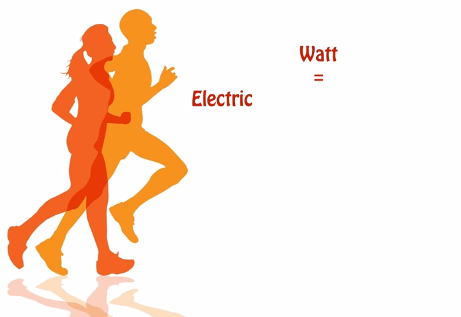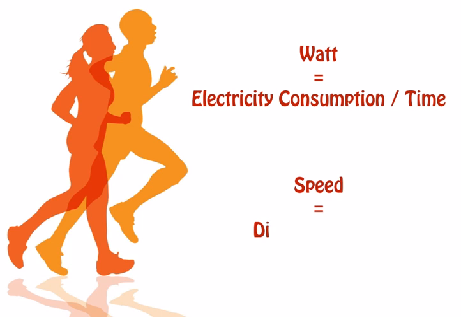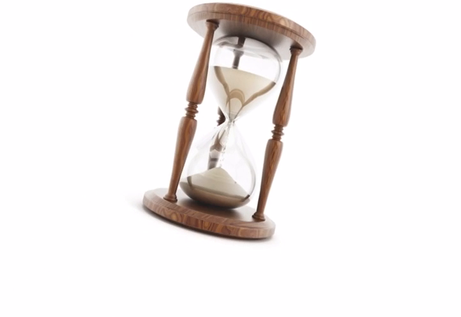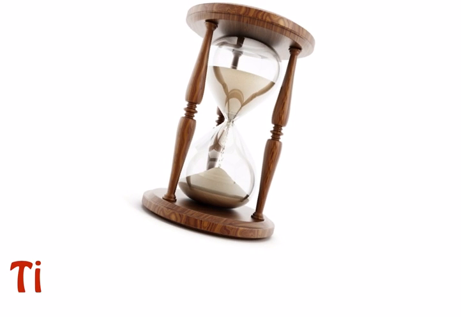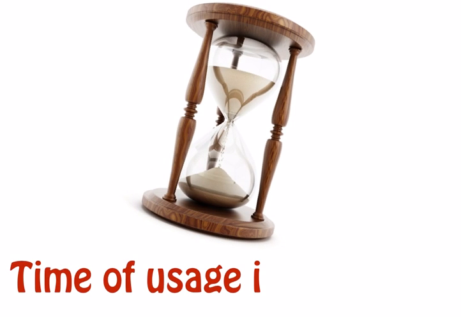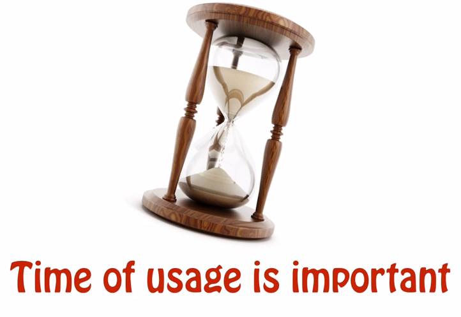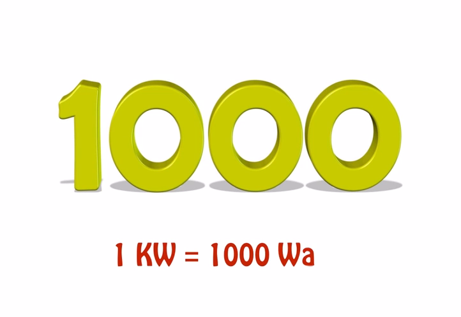Watts is the rate of electricity consumption, just like speed is the rate of distance traveled. As speed is not always equal to the actual distance traveled, watts does not mean actual electricity consumption. The actual number will depend on the time for which it is used. Please note, just like all other units of measurement, 1 kilowatt is equal to 1000 watts.